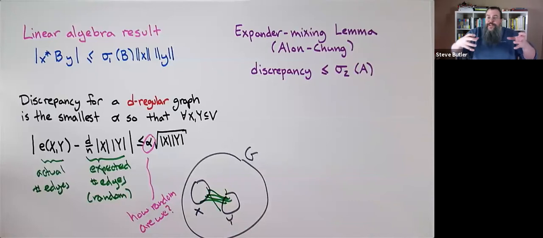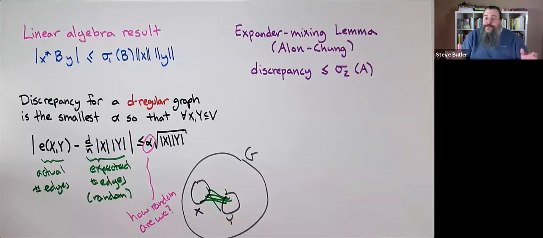It says that most of the time when you look between sets, it seems like the edges are there fairly randomly. Whereas if alpha is fairly large, well, that says, okay, there's some sets out there where the edges between them are very non-random. All right, great.